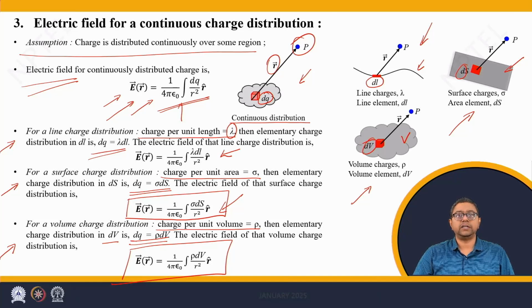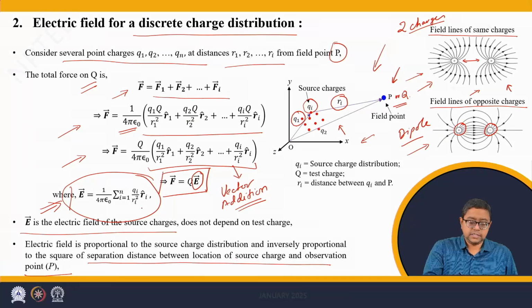or discrete. We can also use both the expressions for obtaining the electric field for a mixed charge distribution, which contains point sources as well as continuous charge distribution, by just the summation of this expression and this expression.